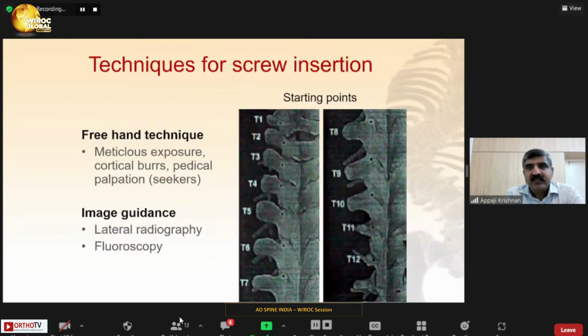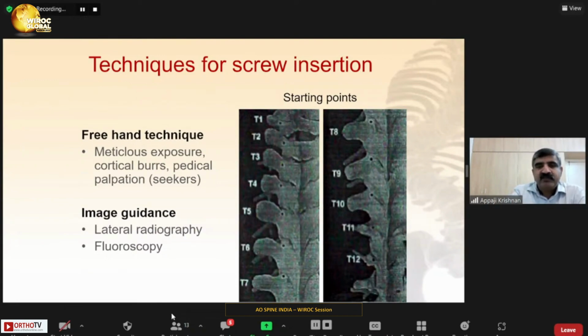There are 2 techniques of insertion. One is the freehand technique. The second is image guidance, like lateral and anteroposterior fluoroscopy. The freehand technique requires meticulous exposure. We require cortical burrs and pedicle palpation seekers.